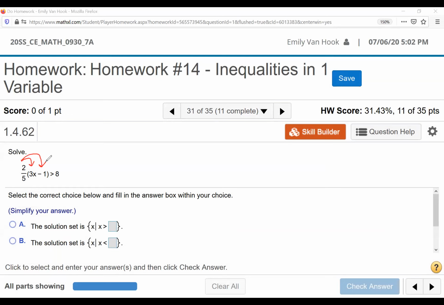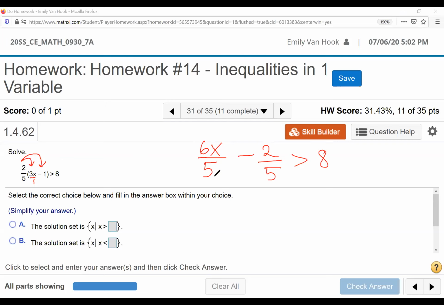for how to start. Okay, 2/5 distributing into 3x minus 1. So 2/5 times 3x, if you put the 3 over 1, nothing cancels out. So we're just going to multiply across. 2 times 3x is now 6x, and then 5 times 1 is 5. So 6x over 5 minus 2/5 times 1 is just 2/5. And then greater than 8. So I've distributed the 2/5.